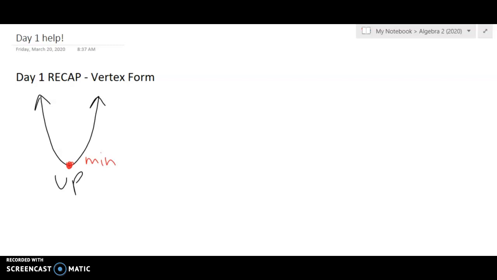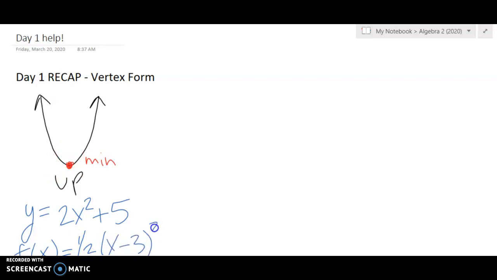Here are some examples of problems that would open up. Anything that's positive, that is, the equation has a positive something in the front. I'm just making some of these up. So something like positive 2x squared opens up. Or something like positive 1/2 (x minus 3) squared. Again, positive 1/2. That's positive, so it opens up.